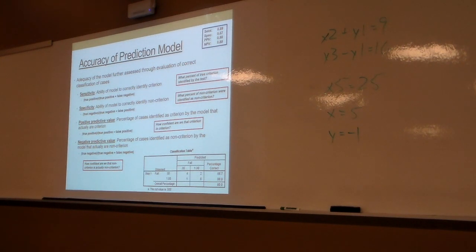Same thing with positive predictive value, looking at this a little bit differently. Positive predictive value is the percentage of cases identified as criterion by the model that actually were criterion. I would argue that positive predictive value is generally what we're more interested in: of the people identified as a case, how many actually were? And the same with negative predictive value: of the individuals identified as non-cases, how many actually were non-cases?